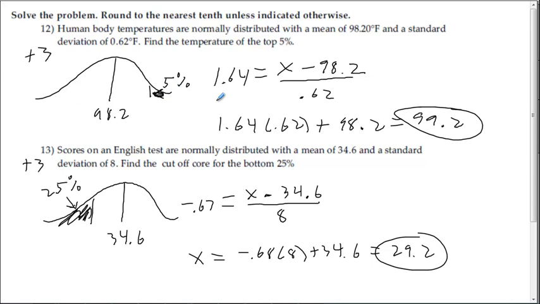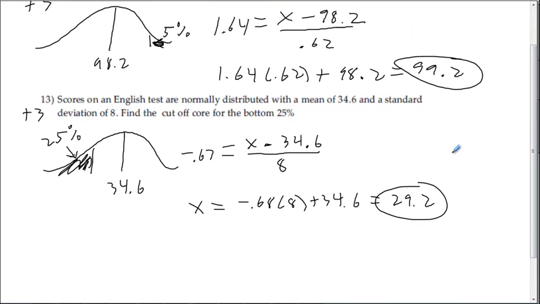On 12, again, draw your picture. We want to find, essentially, what's the cutoff for the top 5%. So if you look on your z-table, for the top 5%, you're going to find 1.64. That's the cutoff for the top 5%. So z equals x minus mu, there's the average, 98.2, divided by the standard deviation. So we just solve for x. So multiply by 0.62, add 98.2, and then we get 99.2. So essentially if somebody has a body temperature of 99.2, they're in the top 5% of normal body temps.